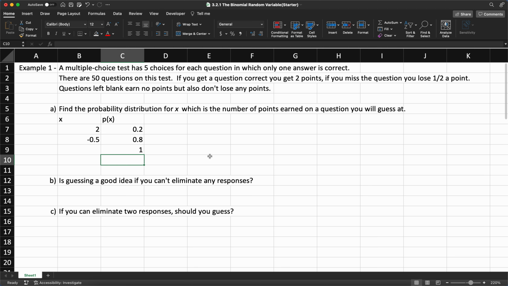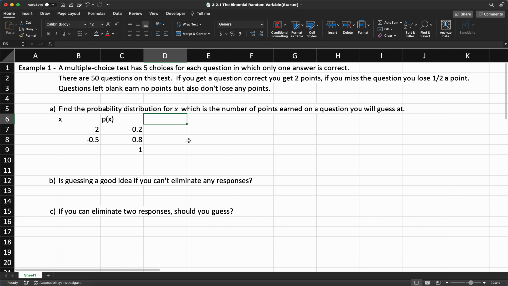Now the question here is, is guessing a good idea if you can't eliminate any responses? So really what this is asking is, am I going to average lost points if I guess, or am I going to average gained points if I guess? So in order to answer this question, I need to find the mean of this probability distribution, which, if you remember, the mean, mu, the expected value, is the sum of all of our x times our p of x values.